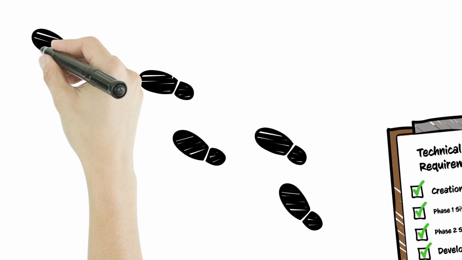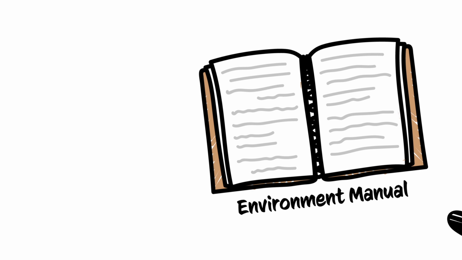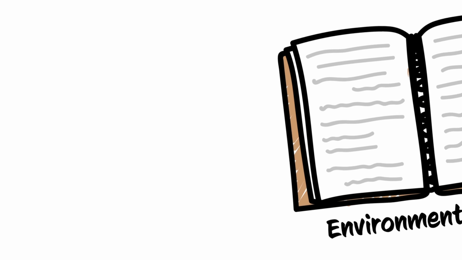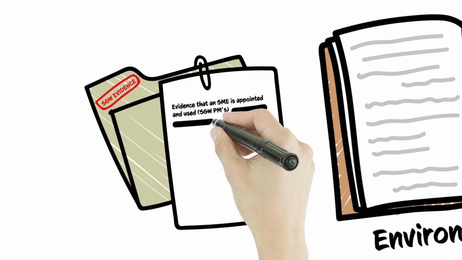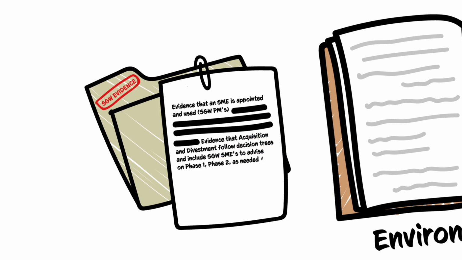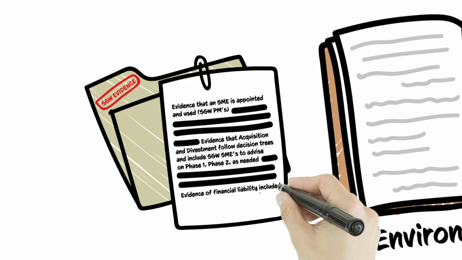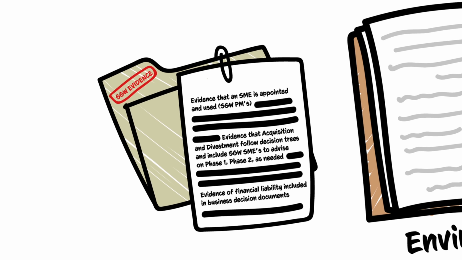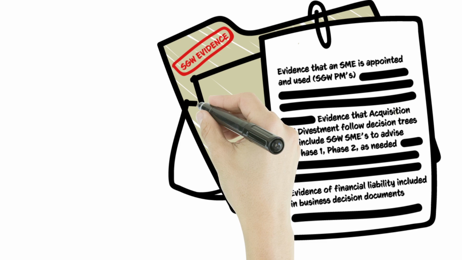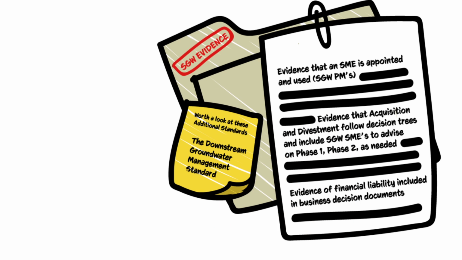Evidence of compliance to the SGW section of the Environment Manual could include evidence that an SME is appointed and used, SGW PMs, evidence that acquisition and divestment follow decision trees and include SGW SMEs to advise on Phase 1, Phase 2 as needed, evidence of financial liability included in business decision documents. Additional standards that support implementation of the Environment Manual include the Downstream Groundwater Management Standard.